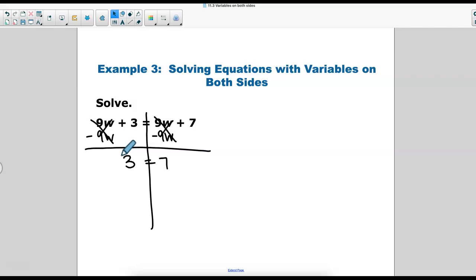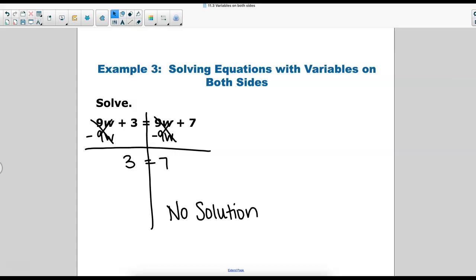So when that happens, when the variables get eliminated and they're not equal, we say there is no solution. It's never going to work. There's no solution. If I was to graph these two sides, they're parallel lines. They never intersect each other, so it would never work. They can't equal each other. Okay? So there's just no solution. We'll leave it at that.